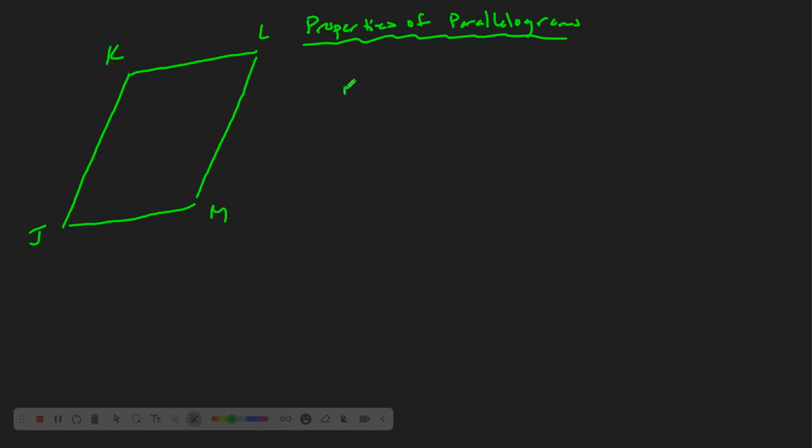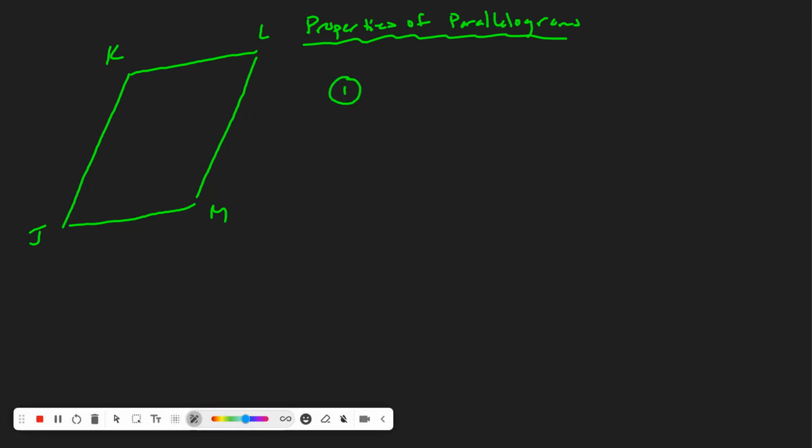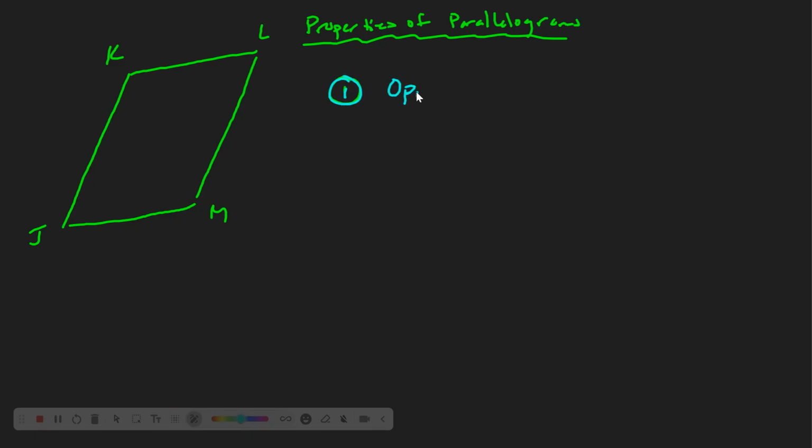Okay, so the first property, and let me change colors so that I'm not using green again. The first property is that the opposite sides are also congruent. So they're parallel, that's the arrows, and they're also congruent. So JK and LM are congruent, KL and JM are congruent. So segment JK is congruent to segment LM, and segment JM is congruent to segment KL. There we go.